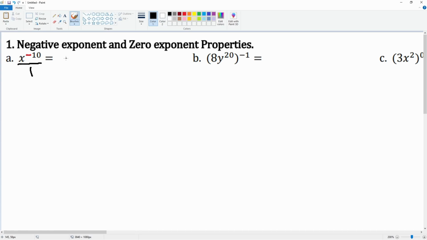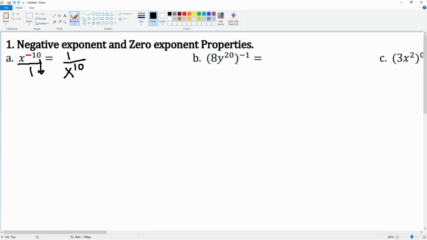Okay? So what needs to happen is that it has to go from the top of the fraction to the bottom of the fraction. So now it is an x and the exponent is 10. And there is a 1 on top. So notice now it becomes a positive value. Okay? So that is how it looks.